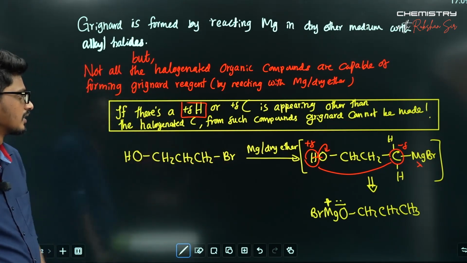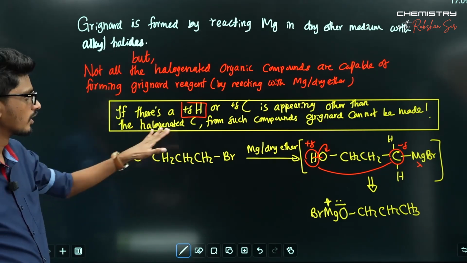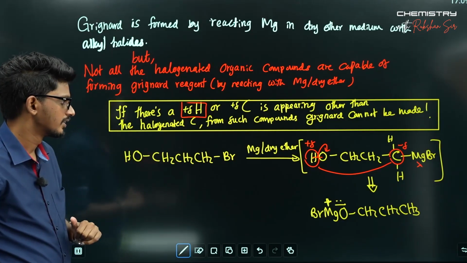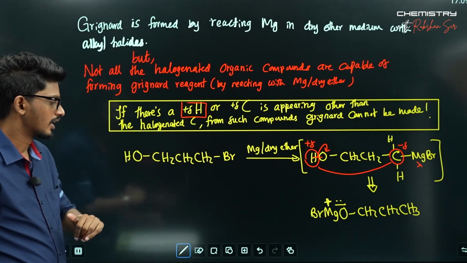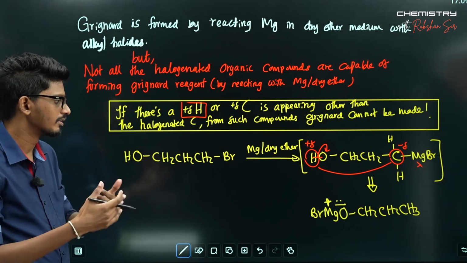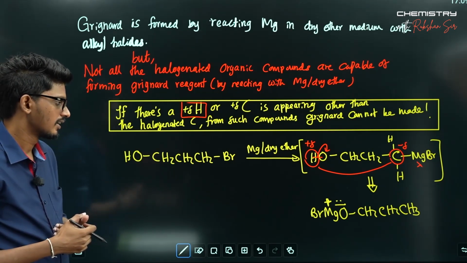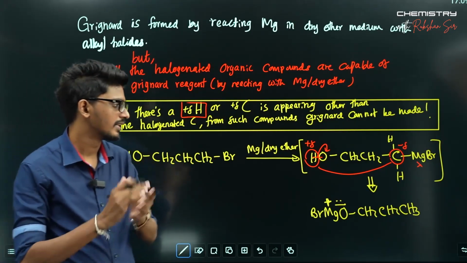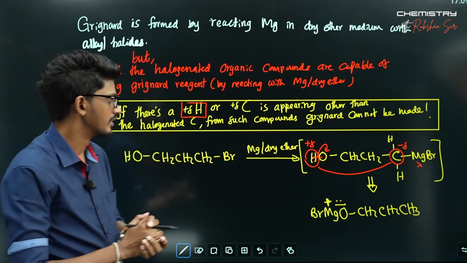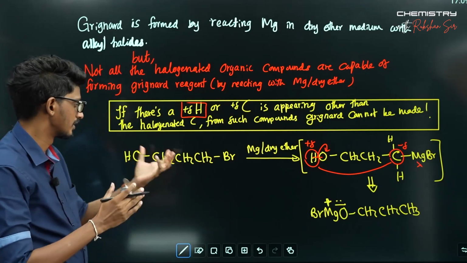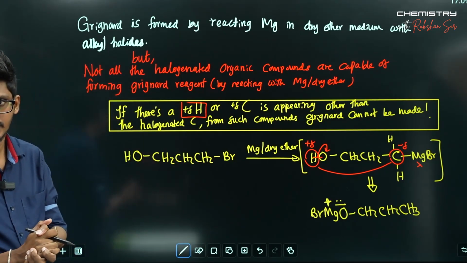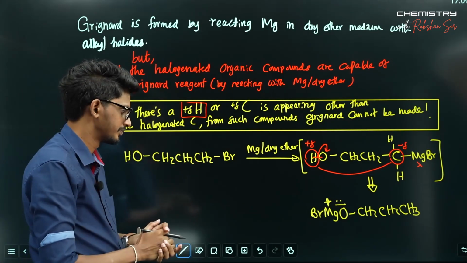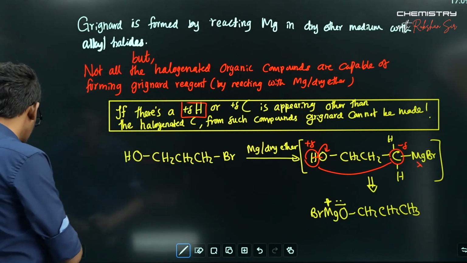The reason is this: if there is a positive hydrogen or a positive carbon other than the halogenated carbon, you can't form a Grignard. As soon as the Grignard is produced, it will react further with the delta positive hydrogens and delta positive carbons, so you are unable to come up with stable Grignard compounds with such halogenated compounds. That is one example. I'll come up with another example here.